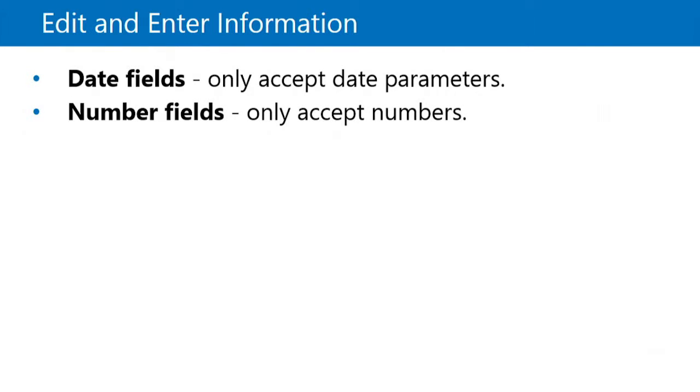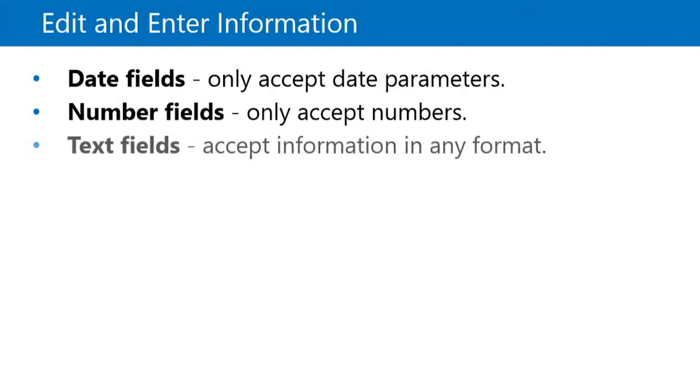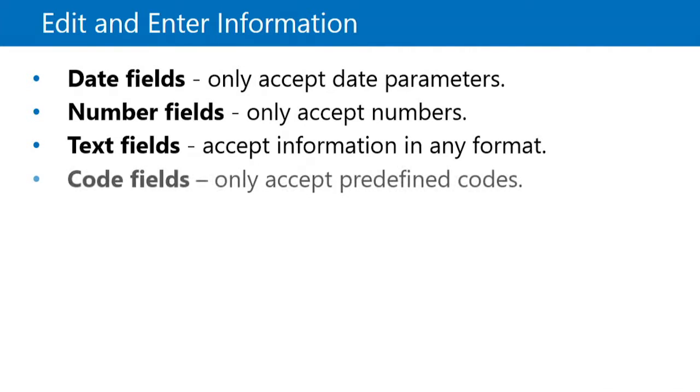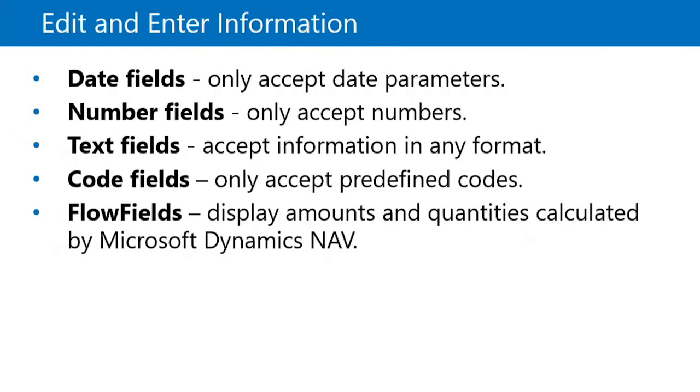We also have number fields that will only accept numbers, and then in text fields you can enter information in any format. There are code fields that will accept predefined codes, and then we also have flow fields, which are calculated fields. So they will display amounts and quantities, as you can see here, calculated by the system.